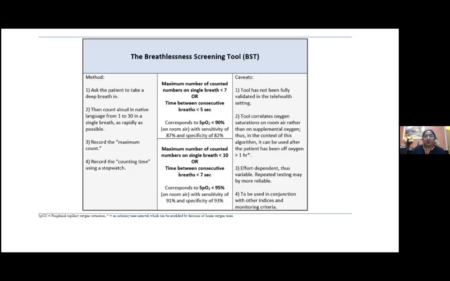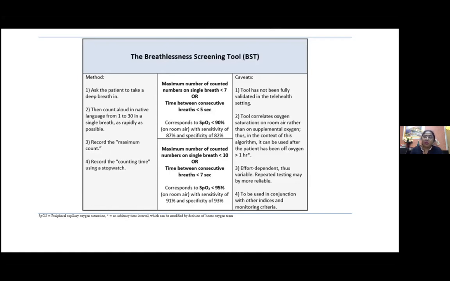So now there is a breathlessness screening tool. Now this is a useful tool where you measure the maximum number of numbers counted on a single breath. So suppose we tell you to take a breath and count 1 2 3 4, as far as you can. If this is less than 7, then there is cause for concern.